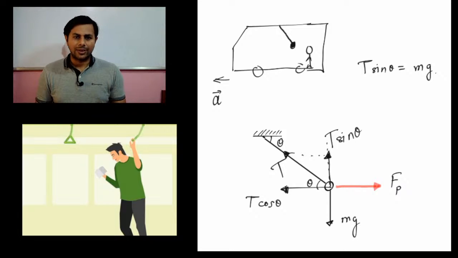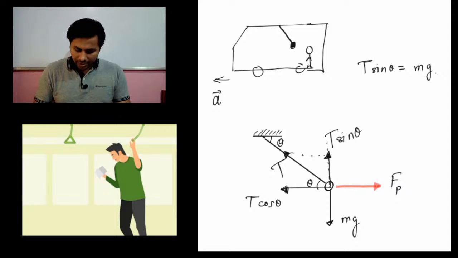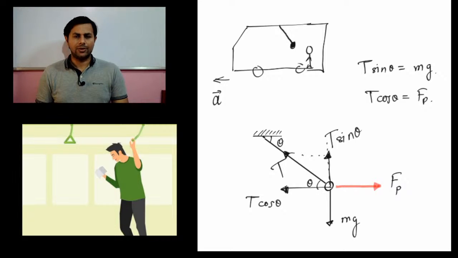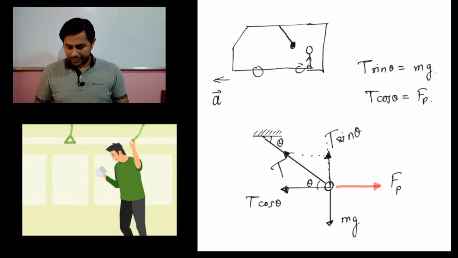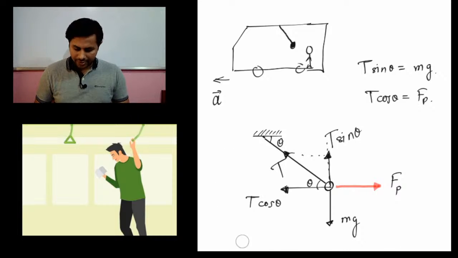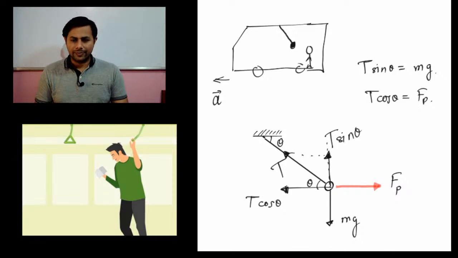How much will be the magnitude of that pseudo force? The magnitude of the pseudo force will be equal to T cos theta. So T cos theta equals the pseudo force. Now he can explain the motion of the pendulum, right?